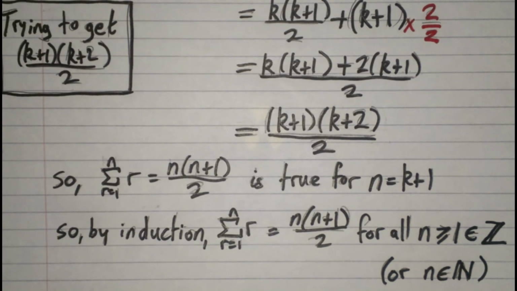And since we know it's true for n equals 1, that was the thing we tried to write at the beginning, by induction, it's true for n equal to 2. And since it's true for n equal to 2, then it's true for n equal to 3. If it's true for n equal to 3, it's true for n equal to 4, and so on, so on, so on, up to infinity. So then, by induction, this summation is true for all n greater than or equal to 1 in the integer set, which is pretty much the same as n in the natural set, which is what you were asked to prove in the first place.